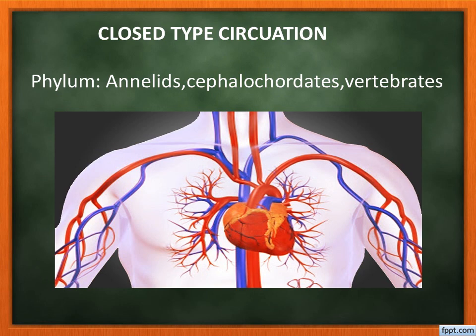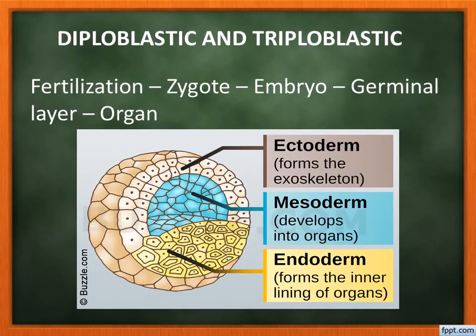Understand? So the first topic we have completed, this level of organization. The levels of organization consist of cellular level, tissue level, organ level, and organ system level of organization. Okay, shall we go to the next? Next one is diploblastic and triploblastic organization. So this is also one of the characters. As per this character, they are giving the classification for these animals.